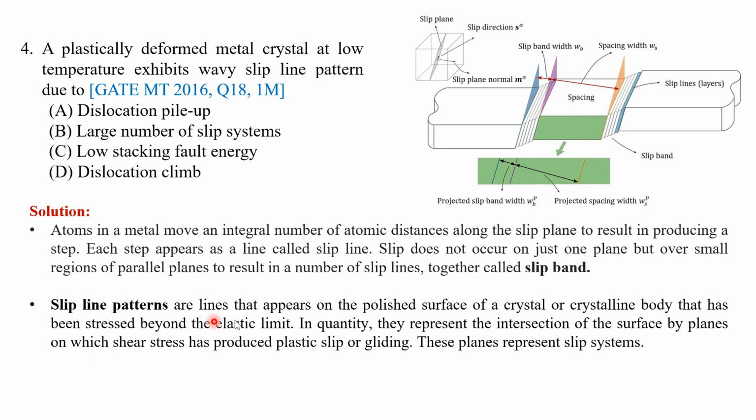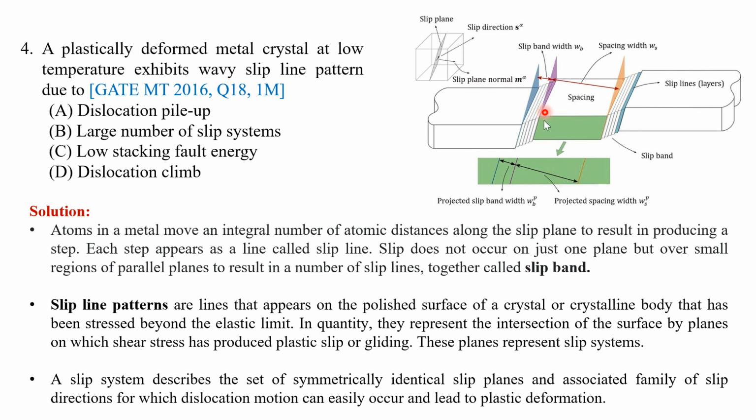Slip line patterns are lines that appear on the polished surface of a crystal or crystalline body which has been stressed beyond its elastic limit. They represent the intersection of the slip planes with the surface of the material, that is, the intersection of the surface by planes on which shear stress has produced plastic slip or gliding. So that is what we see in slip line patterns. What is a slip system? Slip systems are a family of planes and associated directions on which dislocation occurs.